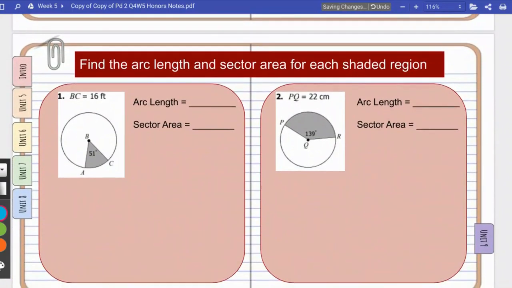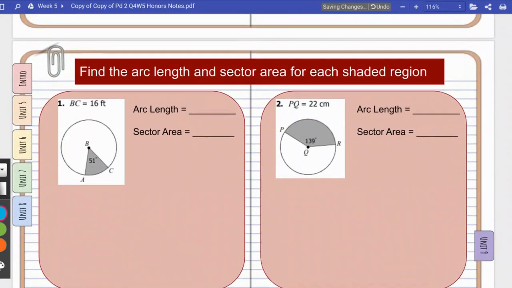Find the arc length and sector area for each shaded region. Okay, arc length, that's just talking about circumference. It's talking about the distance from A to C. So if we find the entire circumference, which is 2 times pi times radius, and we multiply this answer by theta over 360, that'll give us our arc length. So it's 51 degrees out of 360. Okay, that's the percent that we want here. We're going to times it by 2 times pi times the radius, and it says B to C is 16, so our radius is 16.